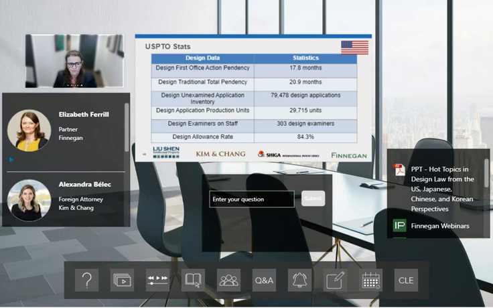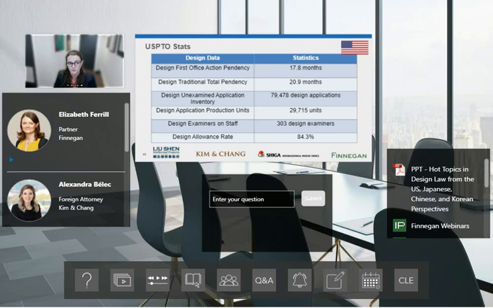And one of the reasons why the pendency has ticked up is because the US Patent Office has hired additional design examiners. They're now up to 303 design examiners, having hired a new group of, I think it's close to 80 in the last few months. And what happens when they hire a new group is initially the pendency ticks up because the existing examiners have to take time away from their docket to train the new examiners. And then once their training is more current, you see the pendency really kind of drop off as those new examiners come on board.